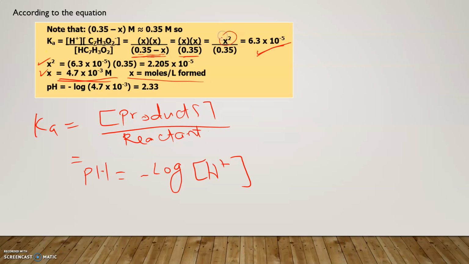Now use the Ka to get X. So X just cross multiplies. X squared equals that amount, 2.205. And then by taking the minus log of what you have now, you have the pH of that acid.